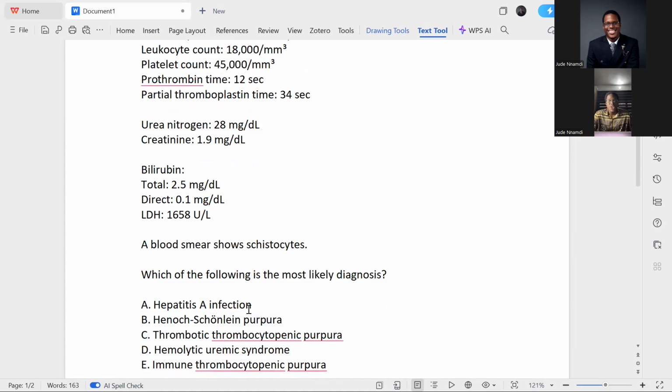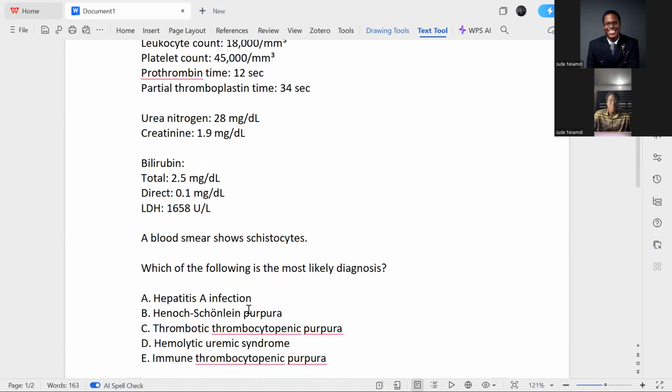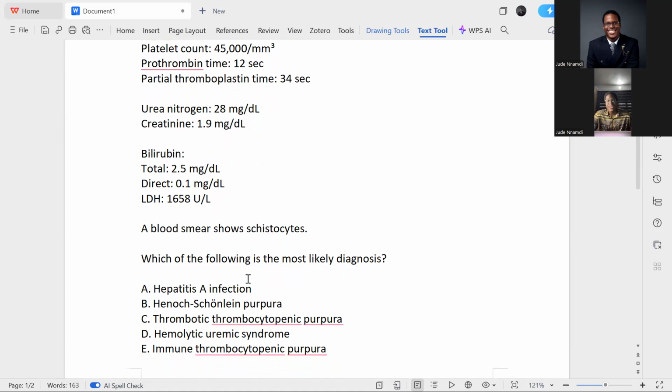So from this, you can see that we have a triad here. Number one is the thrombocytopenia. Number two is the AKI, acute kidney injury. And the third is the microangiopathic hemolytic anemia. So of course, the most likely diagnosis here will be hemolytic uremic syndrome. I hope I'm able to make you understand this.